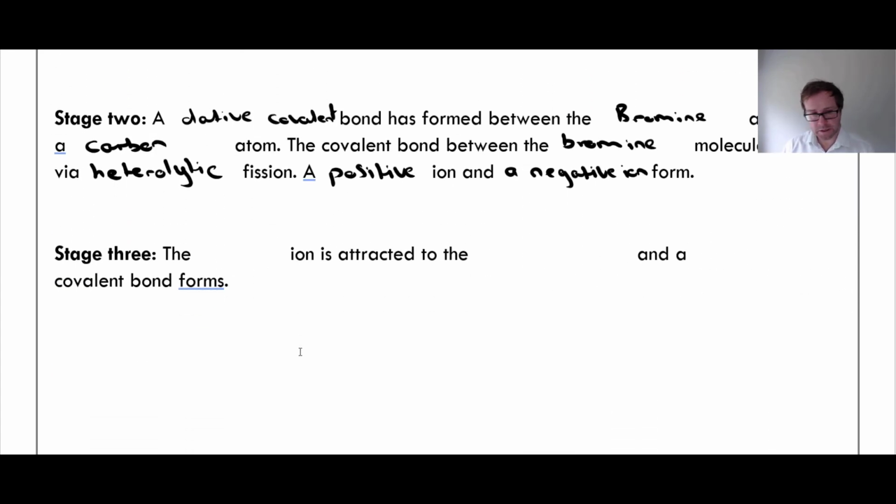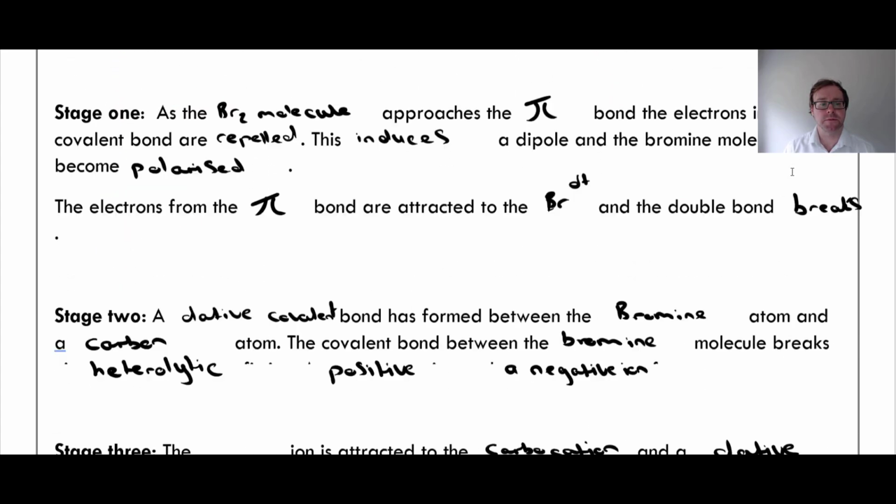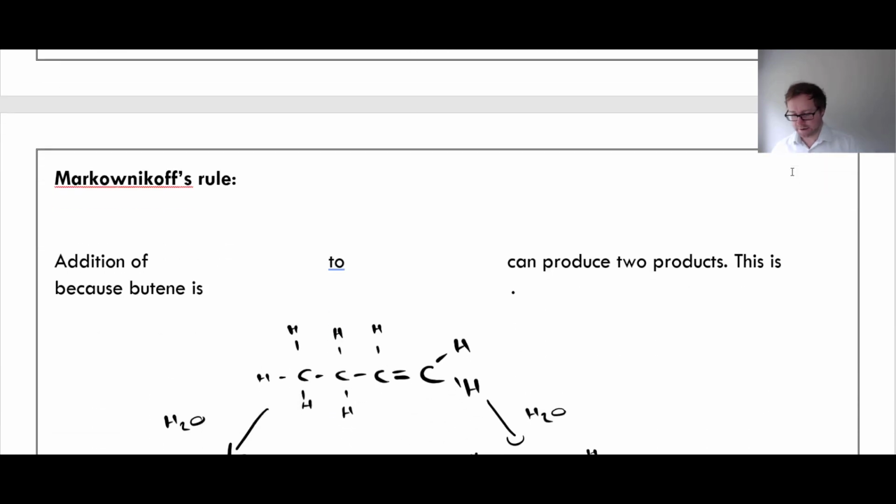Okay, so stage 3. So the bromide ion, now it's "-ide" because it's got a negative charge now, is attracted to the carbocation, which just means a positively charged carbon ion, and a dative covalent bond forms. So here's my bromide ion, forms a dative covalent bond with my carbocation here, and we get our product formed. Okay, right, so next bit. I did say it was a long one, this one.